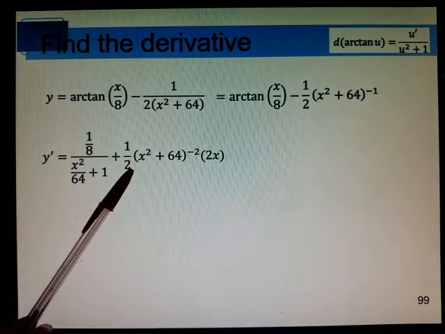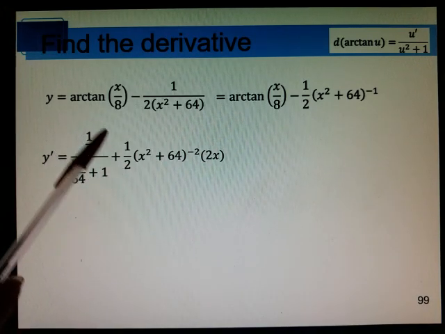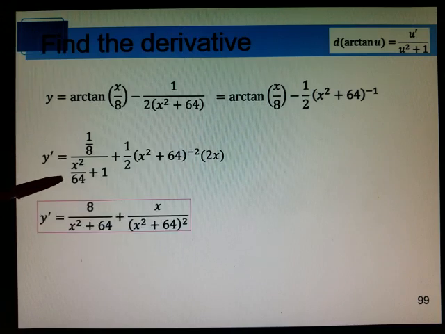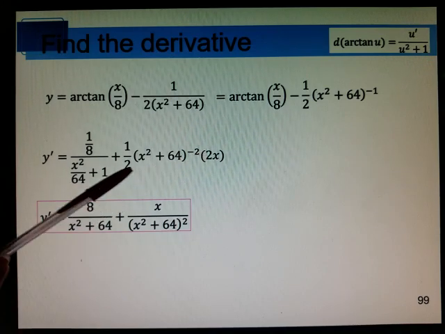These 2's reduce, so I have x over that squared, but I can't have this fraction within a fraction. Multiply the top by 64, the bottom by 64. So that gives me 1/8 of 64 is 8. 64 times that, 64 times 1. And again, the 2's reduced, that dropped to the bottom, the x stayed on the top.